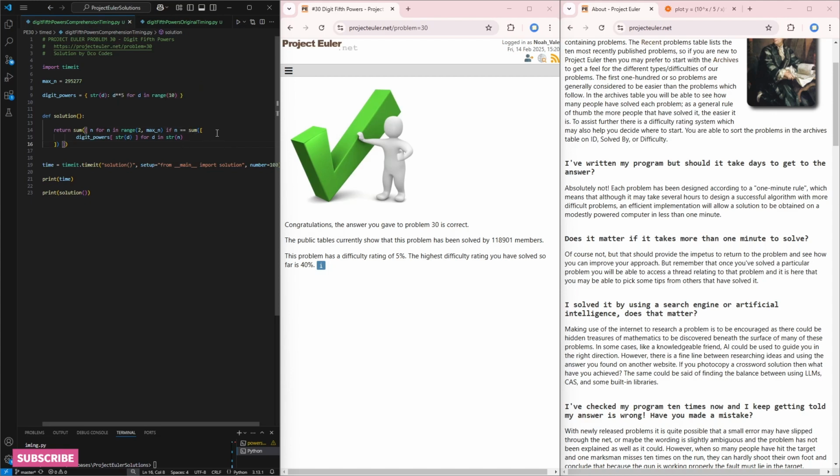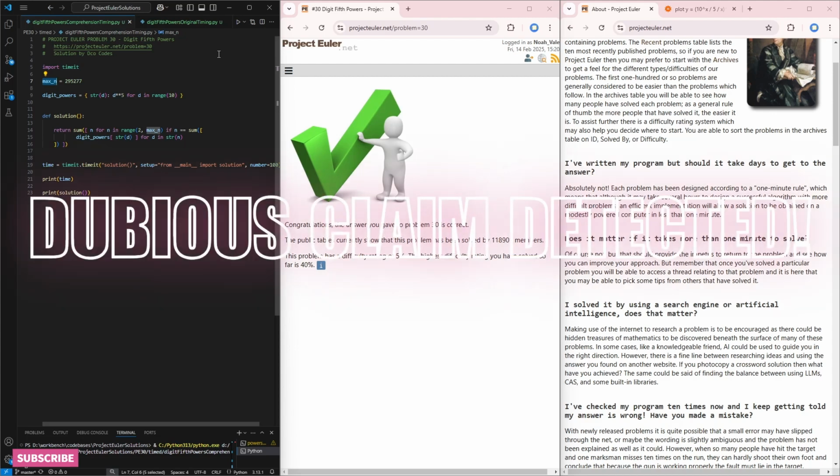So this is a full comprehension. This is if you just treat everything as sums, right? You've computed the digit powers in advance. You've got the good max n value here. I didn't even bother importing it. This is sort of as optimized as you're going to get, basically. And I think this is about 10 seconds.